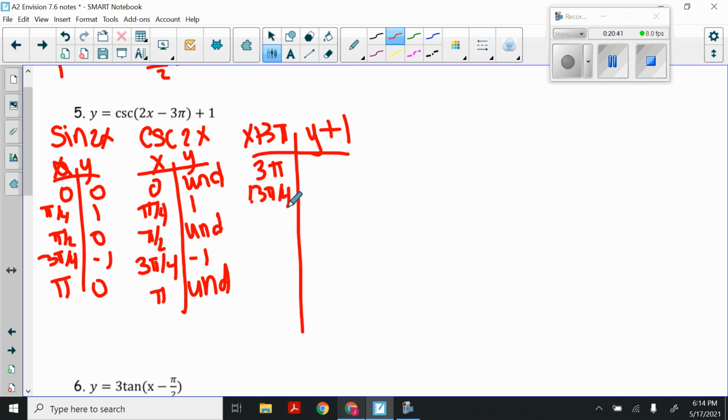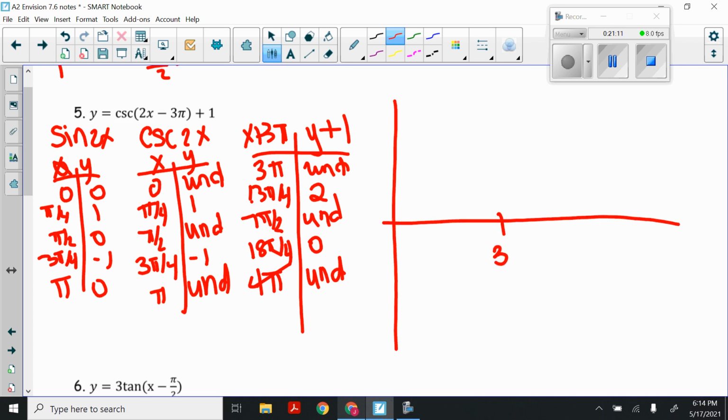Pi over 2 plus 3 pi puts us at 7 pi over 2. 3 pi over 4 plus 3 pi puts us at 15 pi over 4. And pi plus 3 pi puts us at 4 pi. Add 1. All of my undefined stay undefined. 1 plus 1 is 2, undefined. -1 plus 1 is 0, and undefined. So this is what we're graphing.